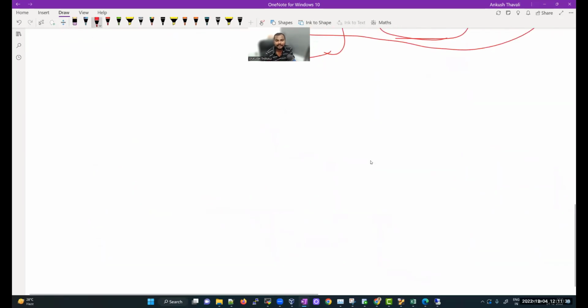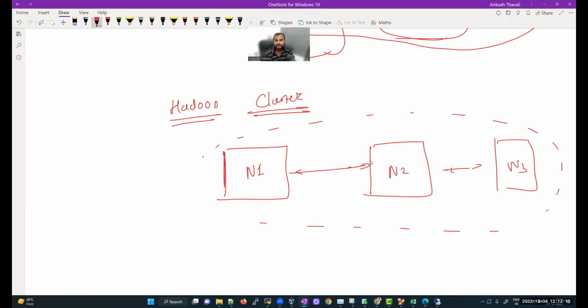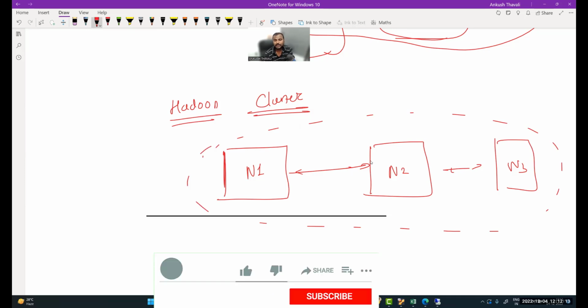That is called a cluster, and we are talking about the Hadoop cluster. What is a Hadoop cluster? A Hadoop cluster is a combination of multiple nodes. Let's say we have node 1, node 2, and node 3, and all these nodes are internally connected to each other. Even though they are 3 different machines, they behave like a single machine, and that is called a cluster.